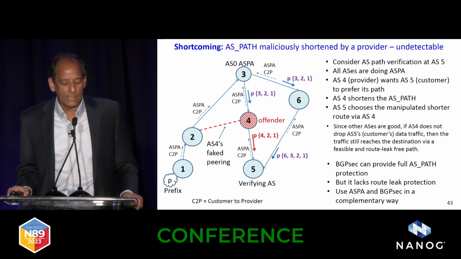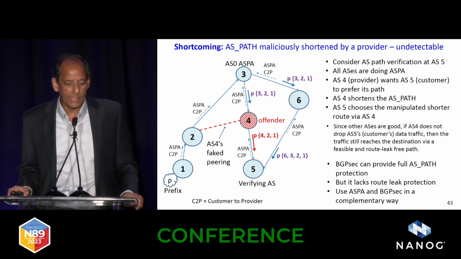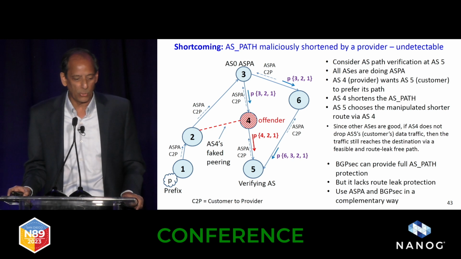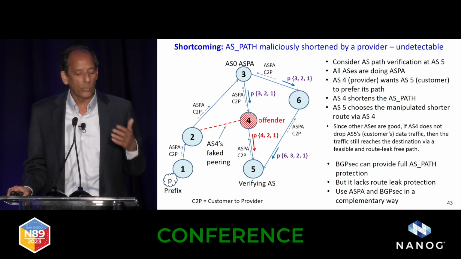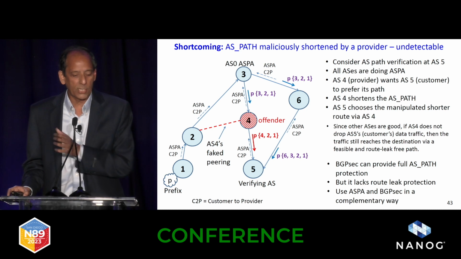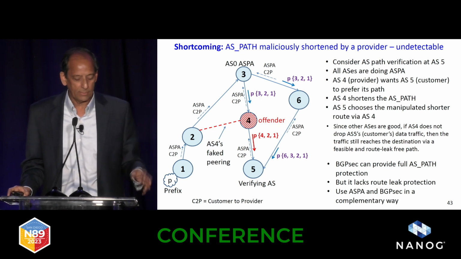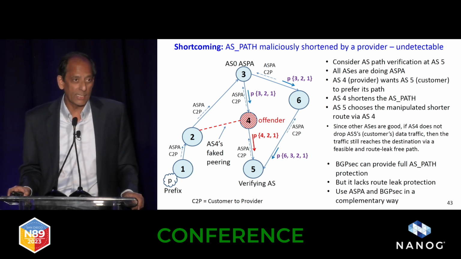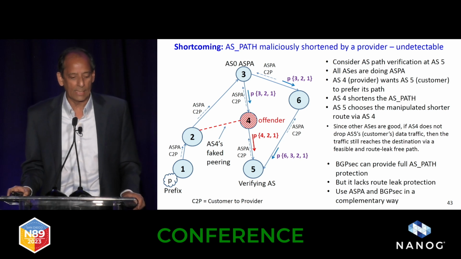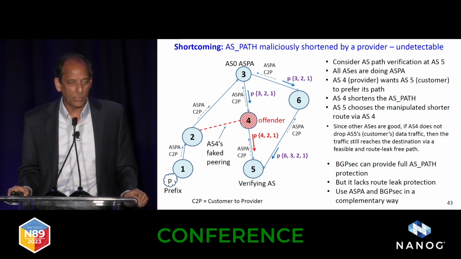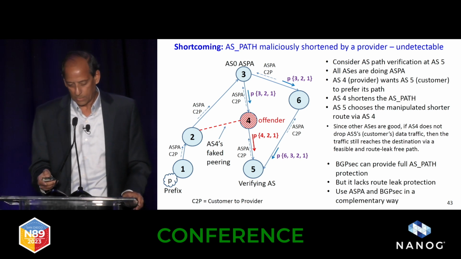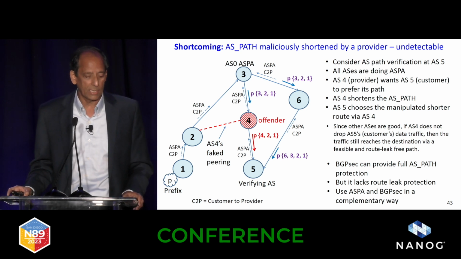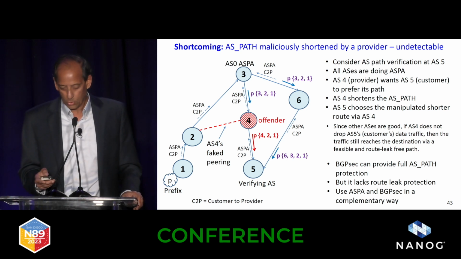Now, AS4 is the offender, and it tries to play it smart by reducing the path length. It manipulates the path and pretends that it is connected to 2, and it propagates a shorter path to 5, possibly to attract 5's traffic away from its competitor 6. That could be a motivation. Whatever the motivation, if this attack happens, AS5 can be fooled. It is doing ASPA path validation, but it is not able to tell that one of the paths, AS4's path, is manipulated. So that's a shortcoming, and it can only happen in the downstream direction, when a provider attacks its own customer. Hopefully that will be rare.